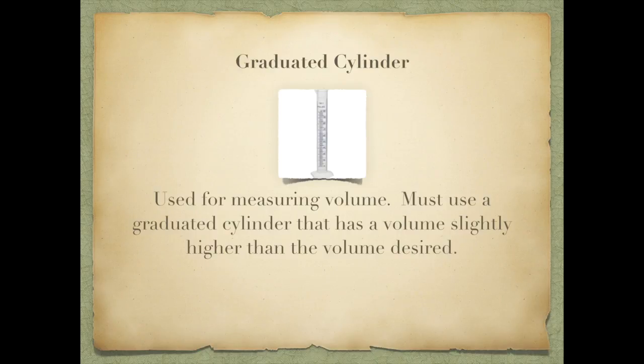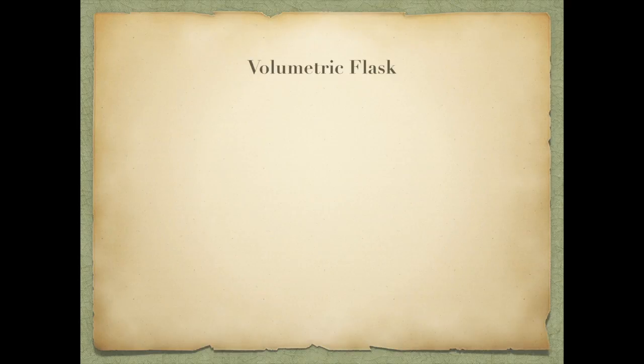The next tool is a graduated cylinder, which looks like this. Now, a graduated cylinder is used for measuring. You must use a graduated cylinder that has a volume that's slightly higher than the volume that you desire. Because otherwise, let's say for example, I'm using a 25 milliliter graduated cylinder and I want to measure 40 milliliters of a substance. Well, then I'd have to measure 25 milliliters and then measure another 15, and that is very imprecise. And so as a result, if you're measuring 40 milliliters, make sure you're using a 50 milliliter graduated cylinder.